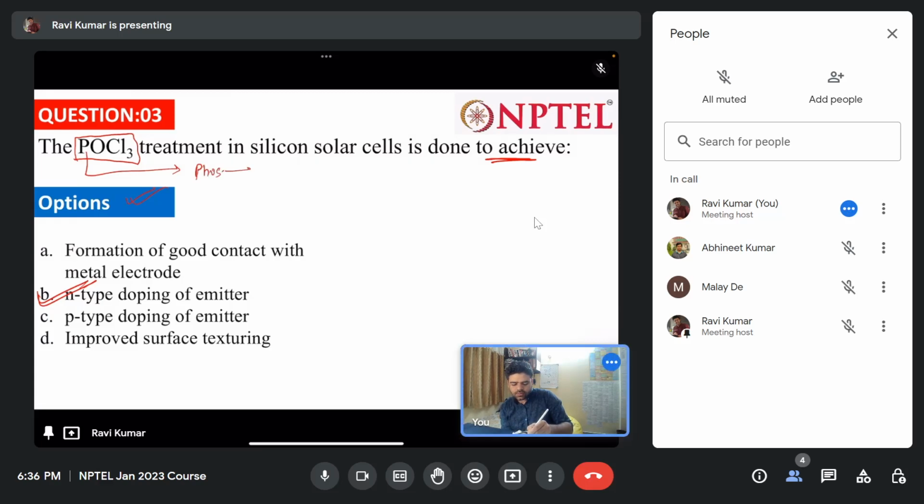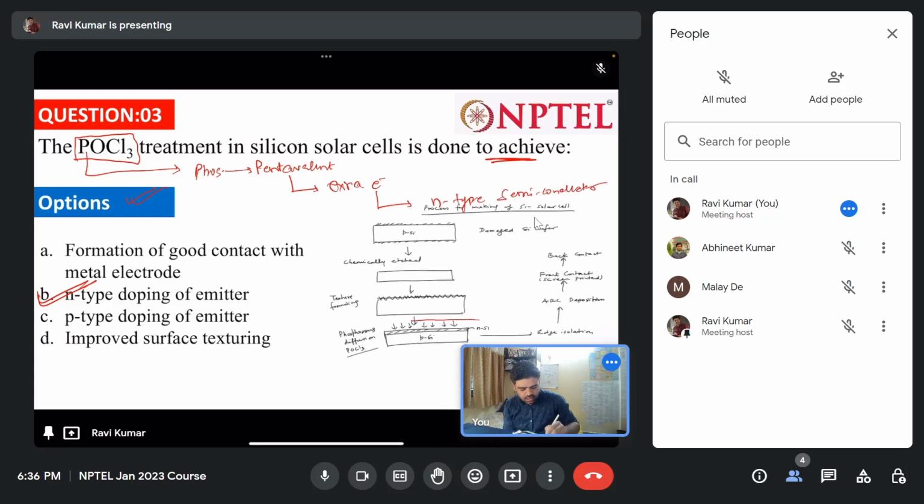Phosphorus is trivalent or pentavalent? Pentavalent. Pentavalent, having an extra electron, which will contribute to n-type semiconductor. And this is the process. Here we are making this n-type silicon using this POCl3 phosphorus diffusion. So yes, the answer is B.